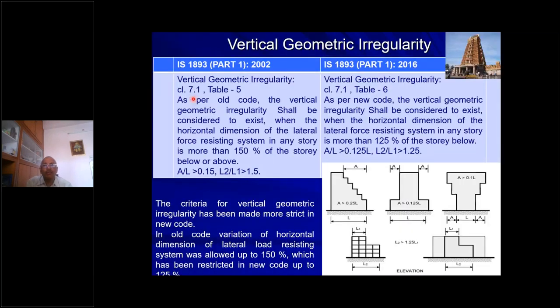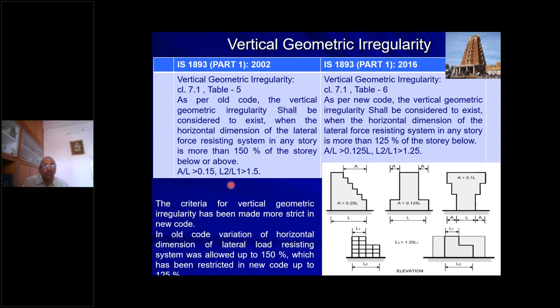Okay. Now coming to the vertical geometric irregularity. As per the old code, the vertical geometric irregularity shall be considered to exist when the horizontal dimension of the lateral force resisting system in any story is more than 150% of that of the story below or above. That was the code of practice. Now this 150% has been reduced to 125%. That means whenever the geometric dimension A is more than 25% larger than the base width, you have to consider that as a vertical geometric irregularity. Otherwise you can consider it geometrically non-irregular.